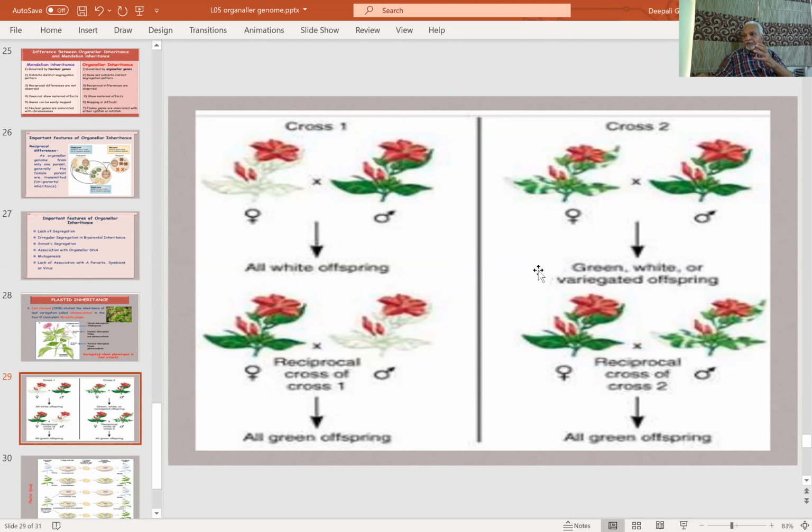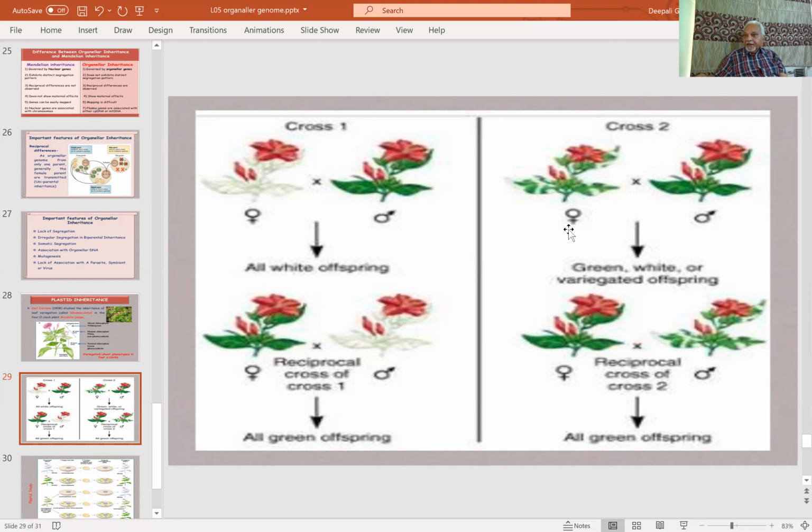So you have this kind of variation when you take this female, and similarly when you take the female as the green leaf partner and the variegated as male, in this cross you get all green offsprings. Again, confirming that it is the female partner which decides the leaf pattern of this plant, and that was the basis of the concept developed of cytoplasmic inheritance.